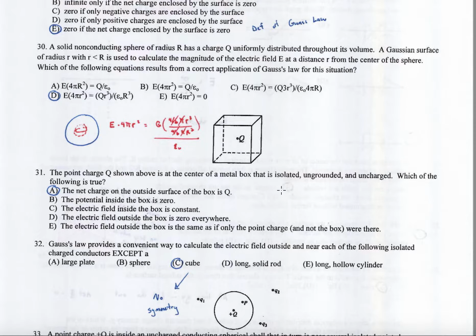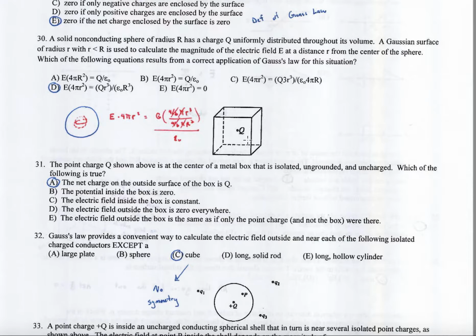So pretty important. Okay, the point charge shown above, metal box, isolated, ungrounded, uncharged, which of the following is true? Okay, so this is a metal one, so this is asking about polarization. This positive Q is going to draw in a negative Q on the interior of this sphere, and then the outside surface is going to be left with that positive Q, right? So that charge is going to polarize the conductor and create a charge separation.